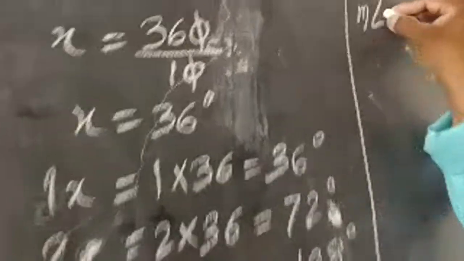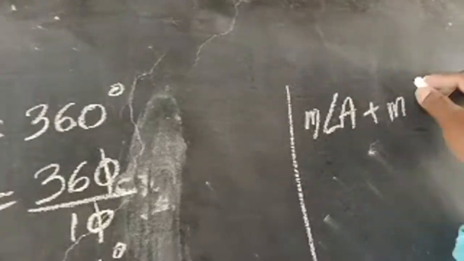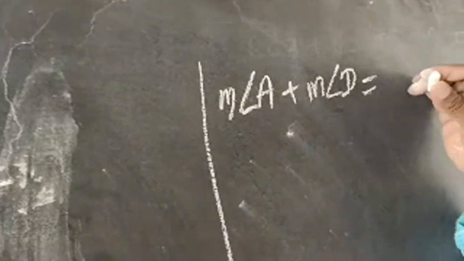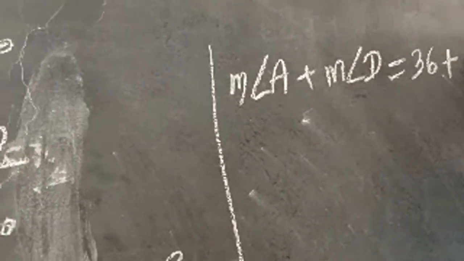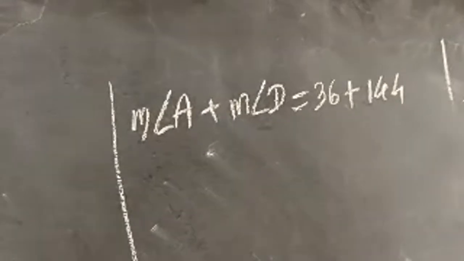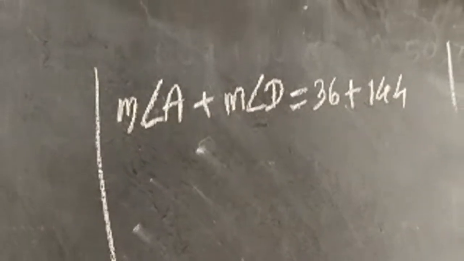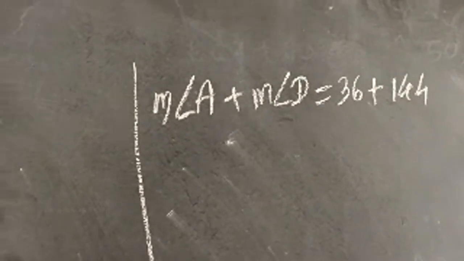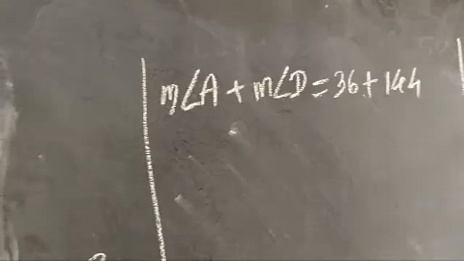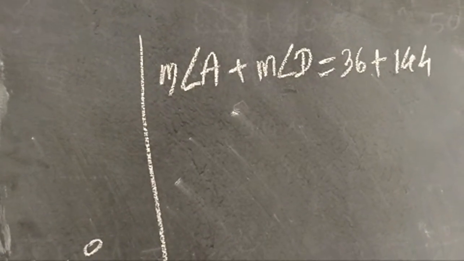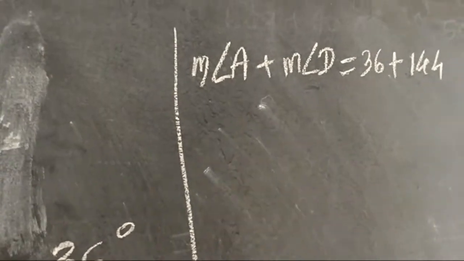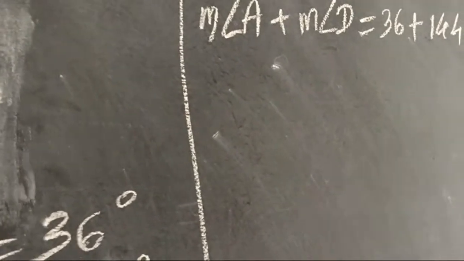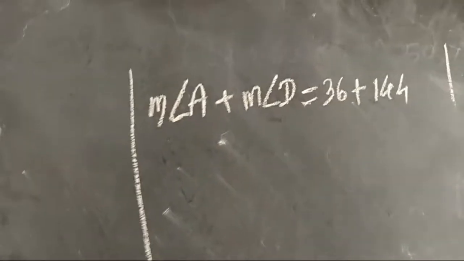We prove that measure of angle A plus measure of angle D, angle A is 36 and angle D is 144, and add them. All students do the addition of these two. What is the addition? Do it here.